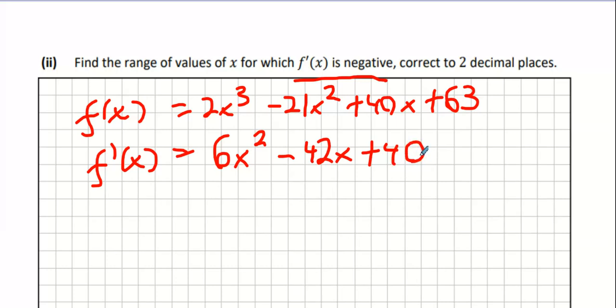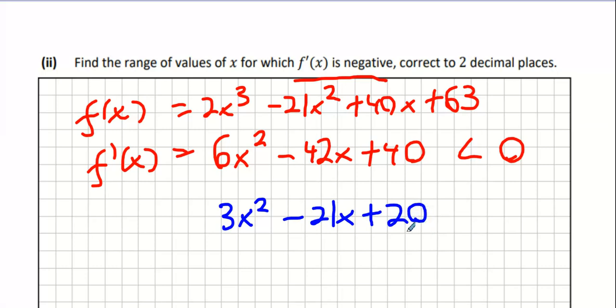Now, negative means less than 0, and this is a quadratic inequality. First and foremost, I'm going to divide both sides by 2. I'm going to get 3x squared minus 21x plus 20, less than 0. Now it says correct to 2 decimal places. This implies I might need the minus b formula.